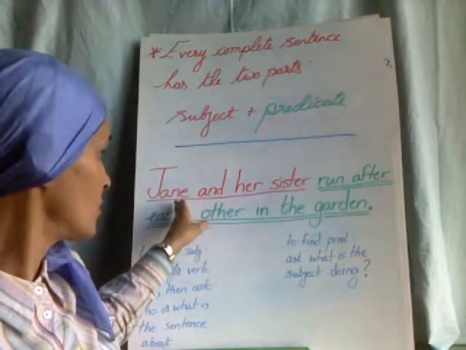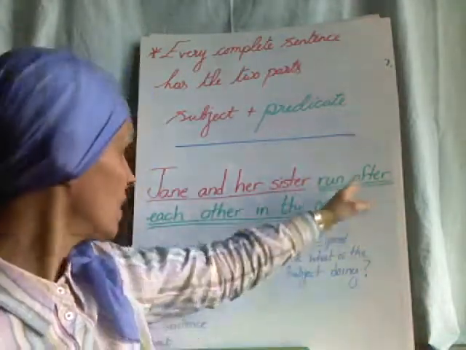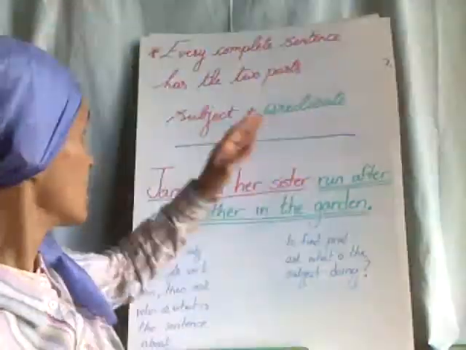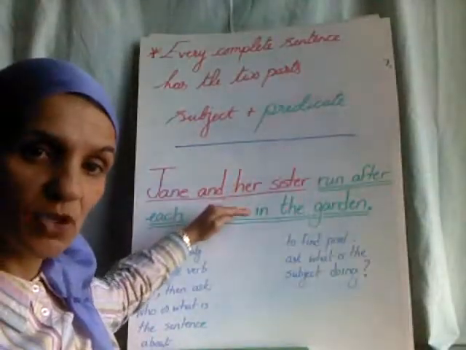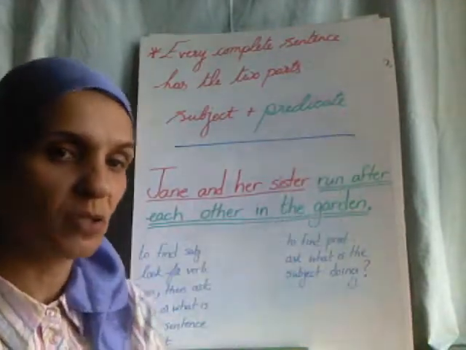First comes the subject, which is Jane and her sister, and then comes the predicate, run after each other in the garden. The subject is the red part, Jane and her sister, and the predicate is the green part, run after each other in the garden.